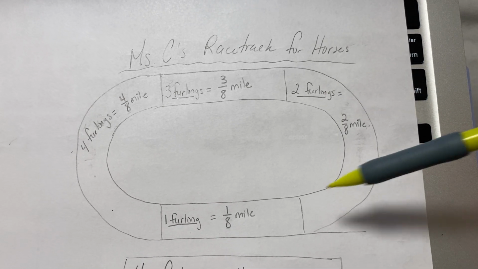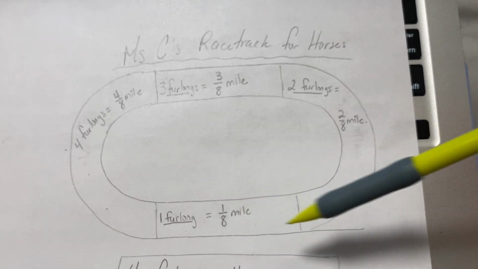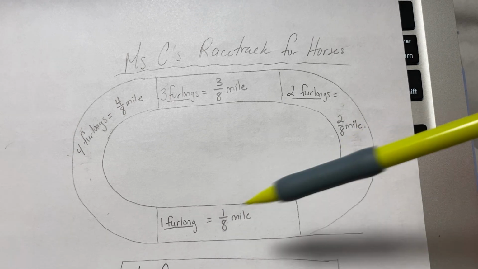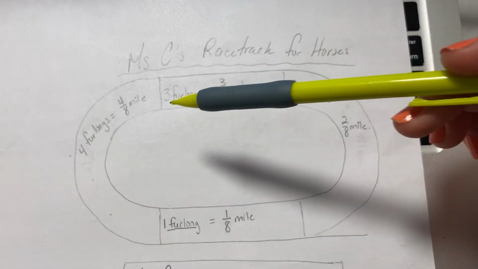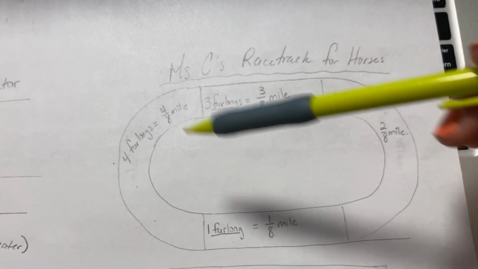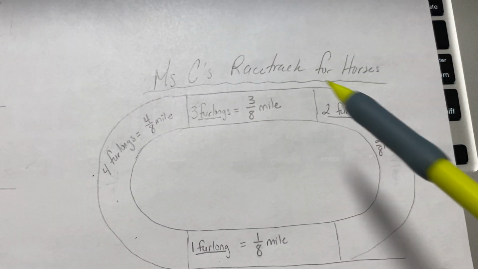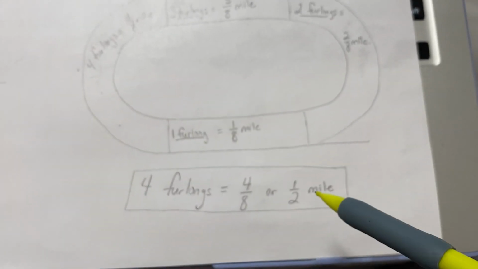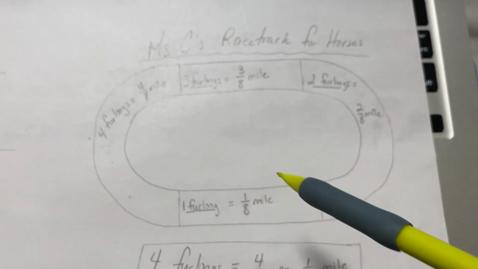2 furlongs, this is 2, equals 2/8 of a mile. These 3 equal 3/8 of a mile. And then this whole thing is 4/8 of a mile. So this track alone is only half a mile. So it's a very small track, okay?